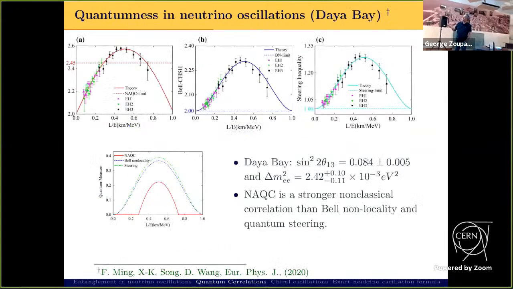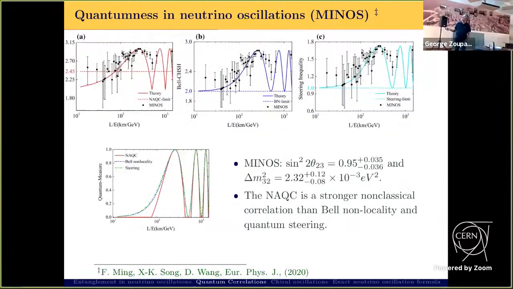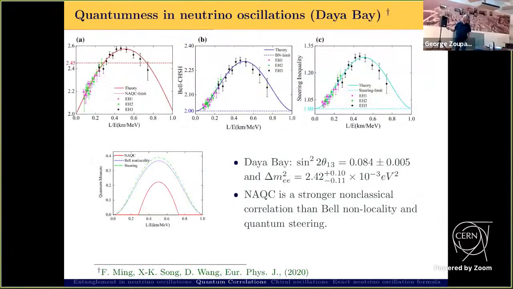So what they did, let me show you the plots. They analyzed Daya Bay and MINOS. These are the two experiments. This is in their paper. And they found very good agreement with the violation in some regions of these quantifiers. And they also deduced that the non-local advantage of quantum coherence is the strongest one. So really here there is something very, very strongly quantum going on. What we can do with this, I don't know. This is one problem that we have now, but we want to understand.